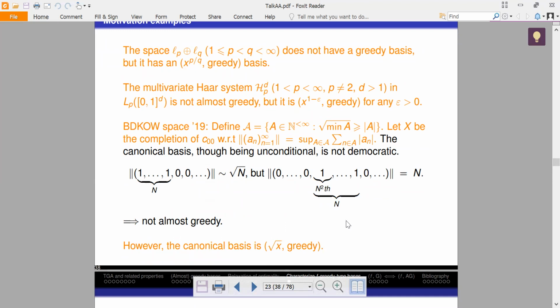So you see how we can put our new definitions into context: our new definitions of F greedy or F almost greedy give us some new perspectives on different greedy type properties for bases.